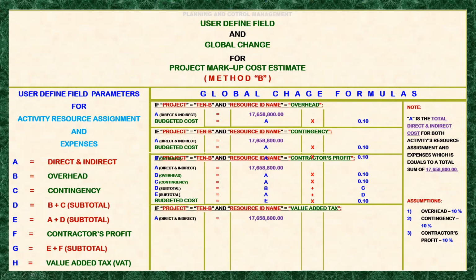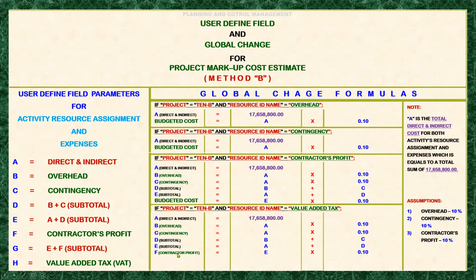Next is the, you see, so that means every calculation here from the overhead and the contingencies and the contractor's profit will be carried on for the value added tax. Okay, that is why it is created here again.